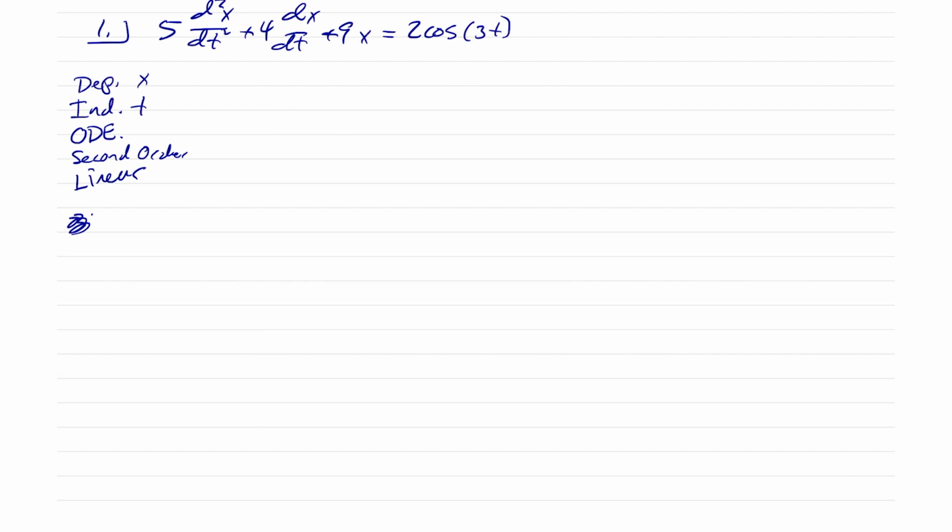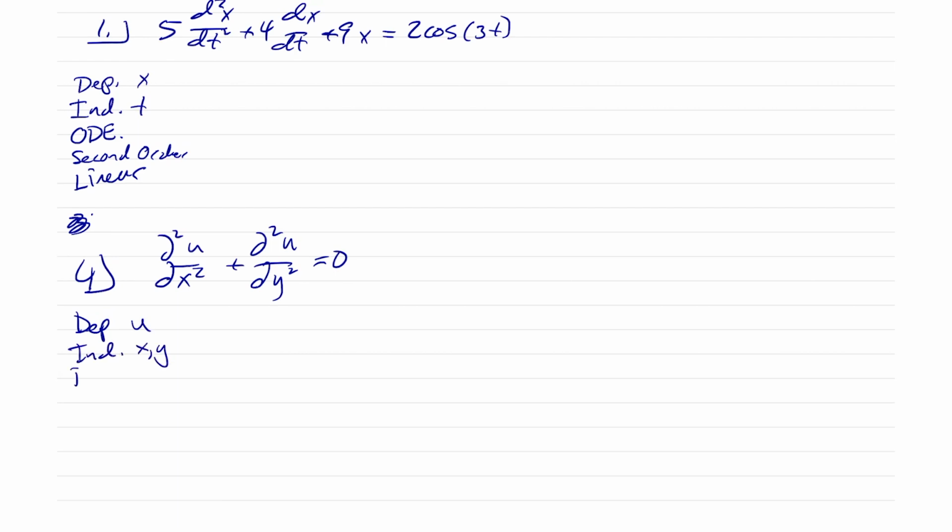All right. Let's see. Another problem. Maybe looking at something slightly different. Here, number 4. So we have d squared u/dx squared plus d squared u/dy squared is equal to 0. This is Laplace's equation. So our dependent variable is u. Our independent variables are x and y, and so that means this is a PDE because we have 2 independent variables. It is second order. The highest derivative here is 2.